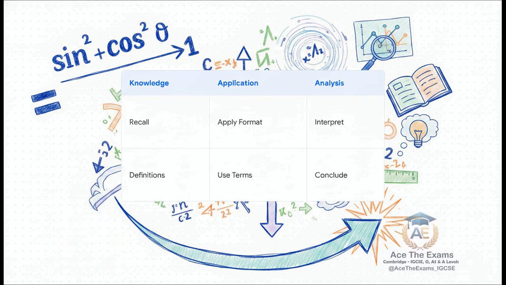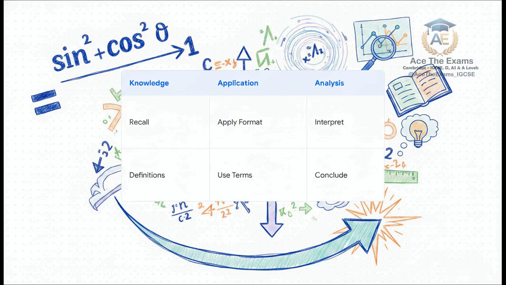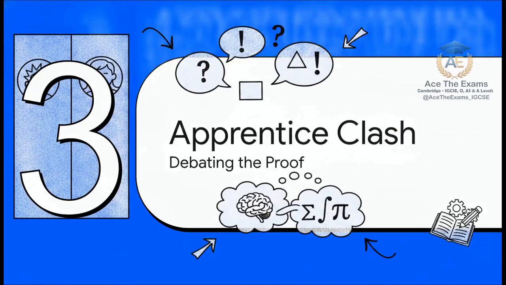The absolute mastery of these identities requires you to hit all 3 of these domains simultaneously. You have to use your foundational knowledge as a razor-sharp tool for deep analysis. If you only show me knowledge, you cap out at a C. Show me analysis, and you're getting that A-star. Phase 3. The apprentice peer clash.